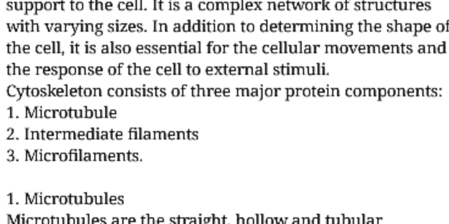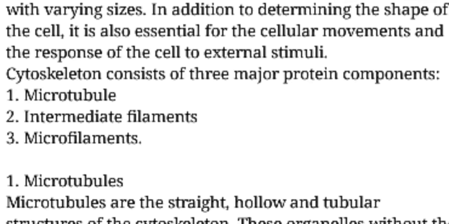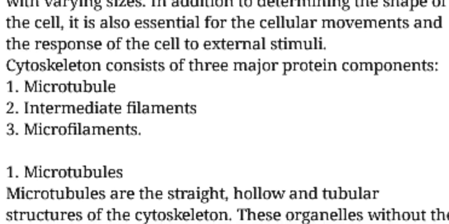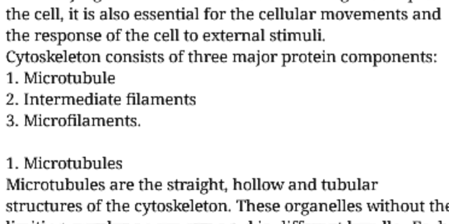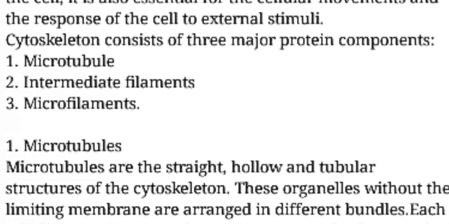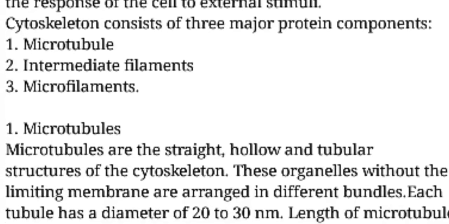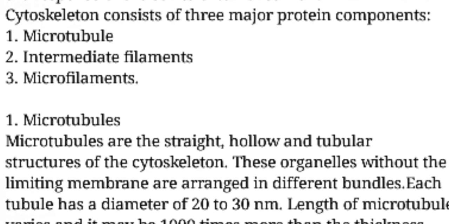Cytoskeleton consists of three major protein components. 1. Microtubules. 2. Intermediate filaments. 3. Microfilaments. 1. Microtubules. Microtubules are the straight, hollow and tubular structures of the cytoskeleton. These organelles without the limiting membrane are arranged in different bundles.